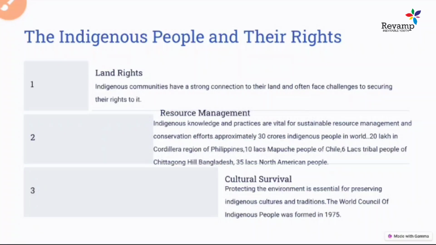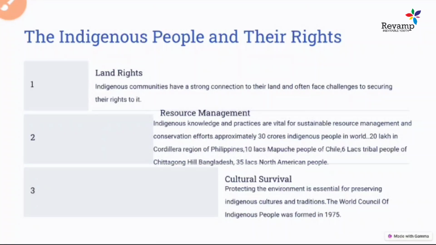And the second thing is resource management. What does this mean? It means that the indigenous people have a lot of knowledge of this environment or these forests, because they are very connected with these places. Forests are their homes, so they know how to manage them. They use sustainable management of their area, because they treat it as their home.